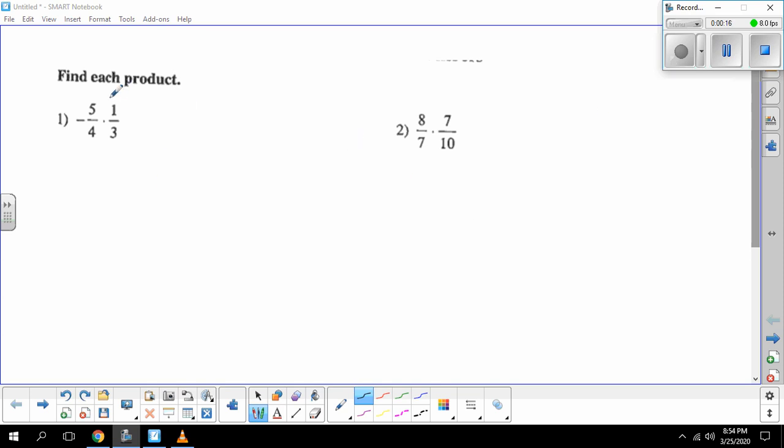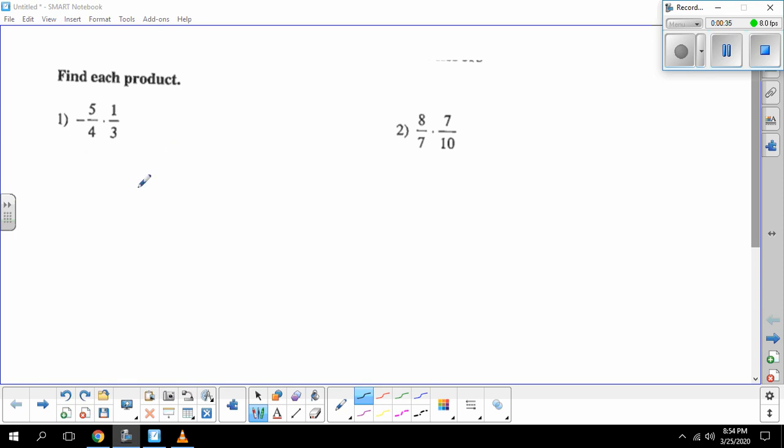So, as we remember in fractions, you have a numerator and a denominator. Okay, your numerator is the top number, your denominator is the bottom number. To multiply fractions, all you have to do is multiply the numerators together. Okay, that's going to be your new numerator. You multiply the denominators together, that's going to be your new denominator.